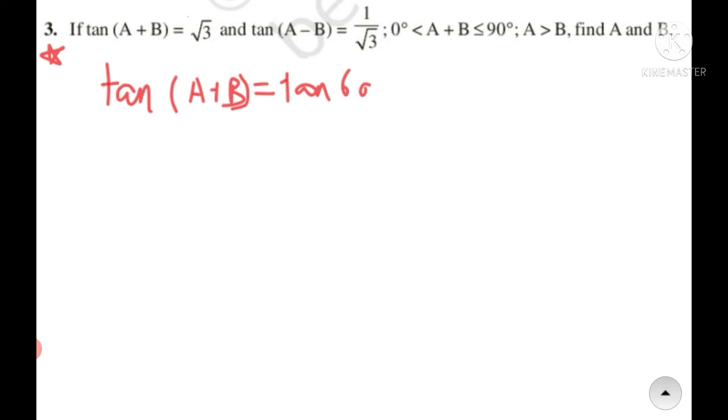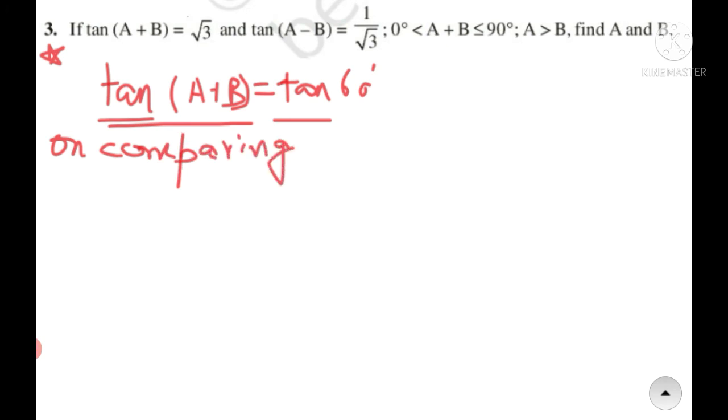So this is my first equation. Now, on comparing, see, please do not cancel this tangent with this tangent. It's highly wrong. This is a complete one single expression, tangent of A plus B. So you cannot cancel out tangent with tangent. You will simply write on comparing. What do I write? I write on comparing. I get A plus B is equal to 60. Right? On comparing, A plus B is equal to 60.